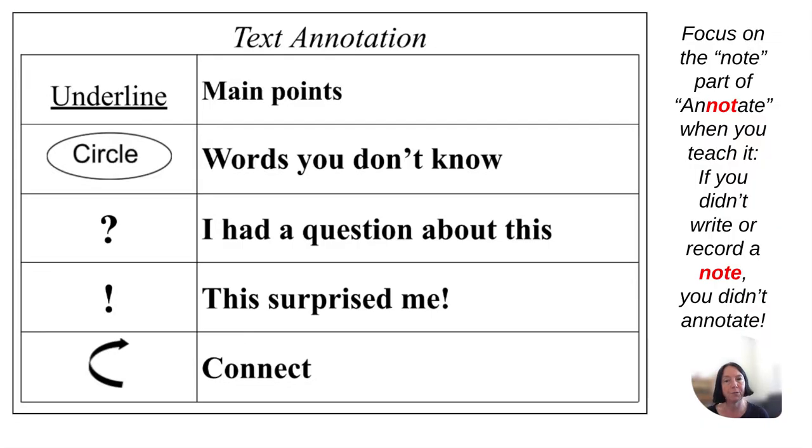So you could underline your main points and circle the words you don't know. If you do circle the words you don't know, it's a great chance to use GCDC, which we have a different video on. Question mark, I had a question about this, and then maybe write what the question was. That's the annotate part. Exclamation point, this surprised me. Great chance if you're using the notice and note signposts to put in a note about what it is that surprised you. And some of this stuff is building that internal dialogue, the self-questioning techniques that we want students to have.